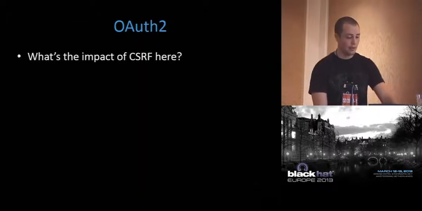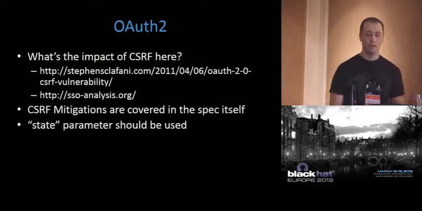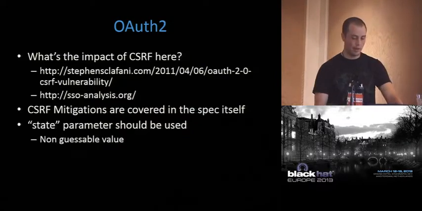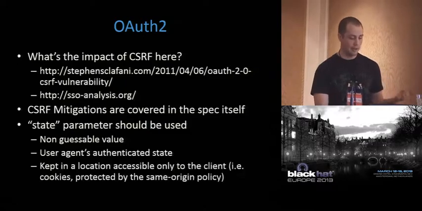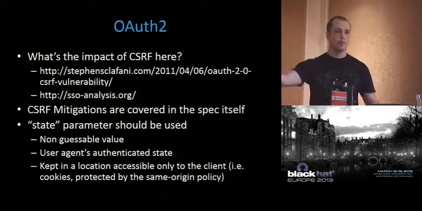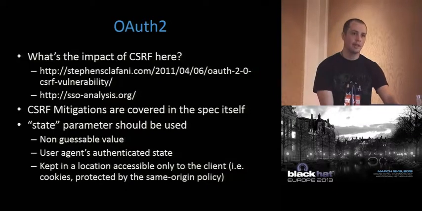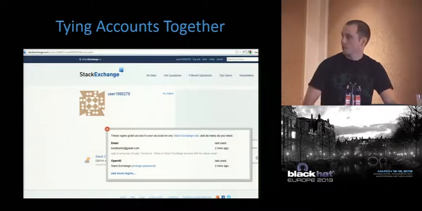What is the impact of CSRF here? There has been some work, and CSRF mitigations are actually covered in the spec. So there's the state parameter that should be used. And in the spec, they say, okay, the state parameter needs to be a non-guessable value. It's the user agent's authenticated state, kept in a location accessible only on the client. So they say, okay, this state value is passed all the way through the entire flow, and you can use it to theoretically prevent CSRF.